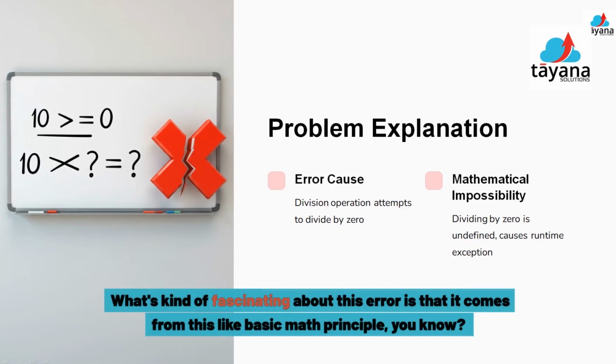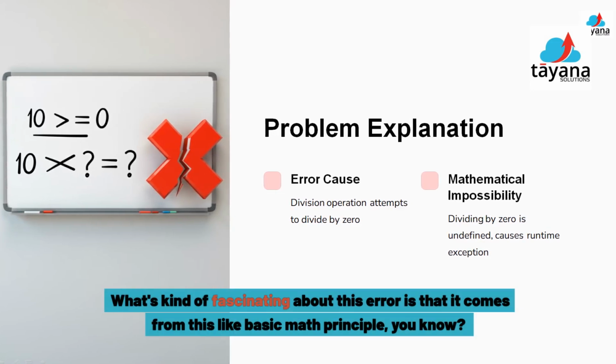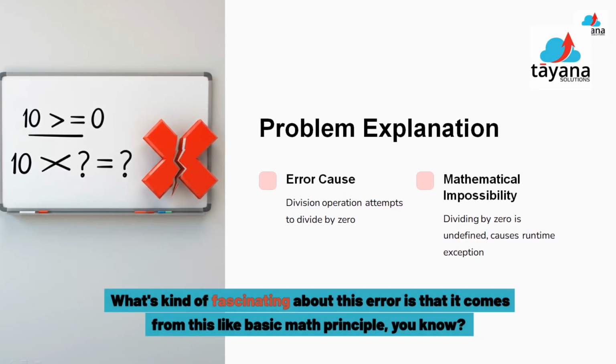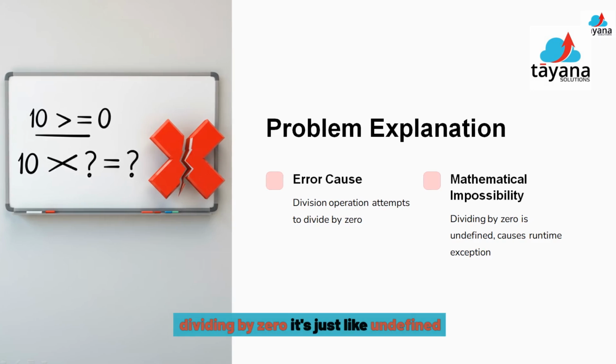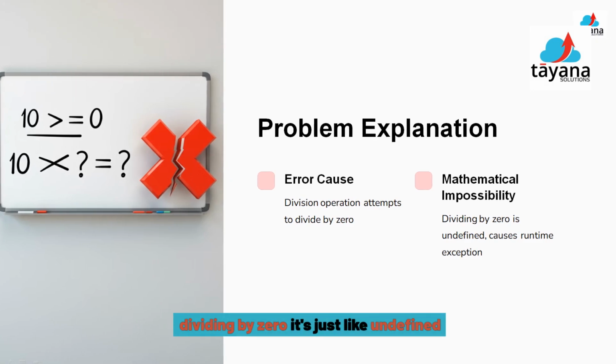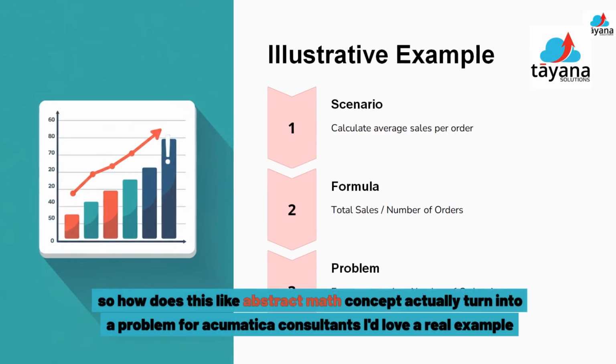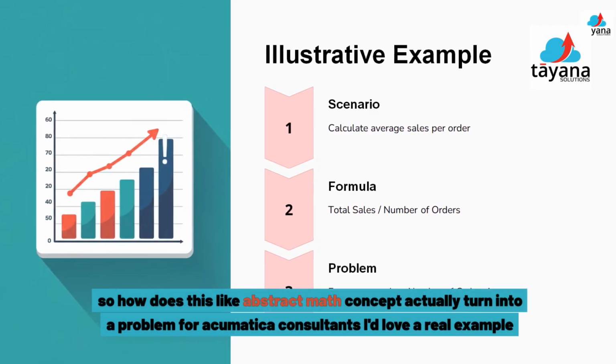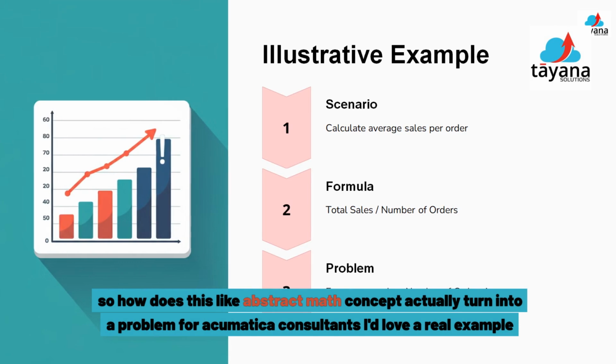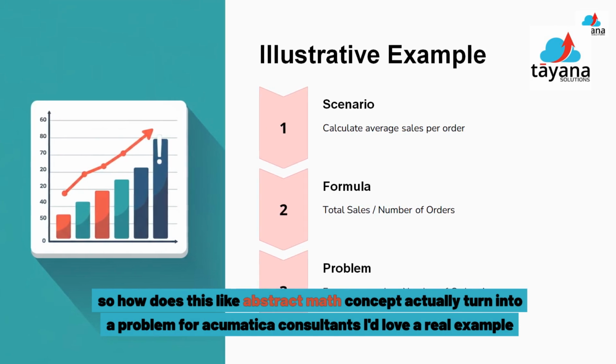What's kind of fascinating about this error is that it comes from a basic math principle: dividing by zero is just undefined. But the impact on Acumatica can be huge. So how does this abstract math concept actually turn into a problem for Acumatica consultants? I'd love a real example.